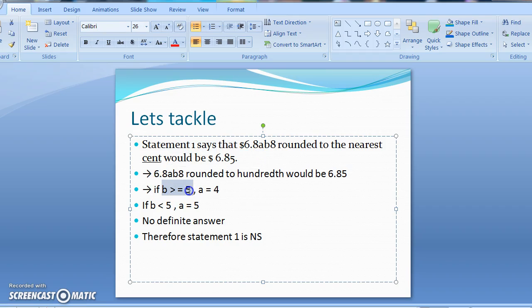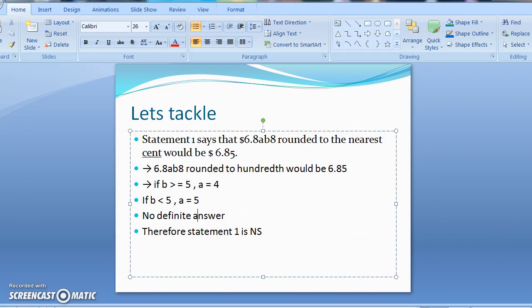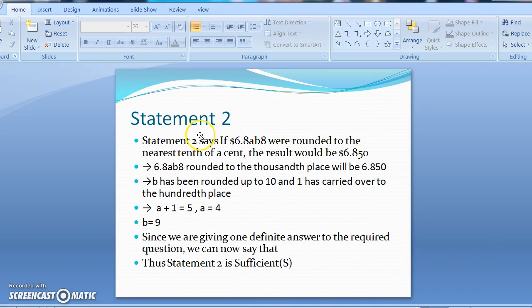First case, B greater than or equal to 5, in which case A would be 4, because it would be rounded up to 5. Second case, B less than 5, in which case A would be 5 itself, because it is not rounded up, and we would leave it as it is. Then we get two answers for A, no answer for B at all. Therefore, statement 1 is not sufficient. Awesome. Now let's see statement 2.